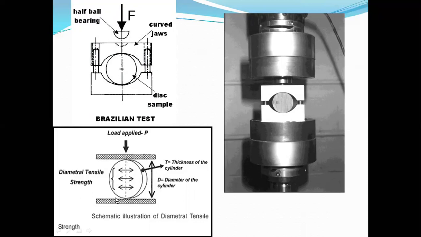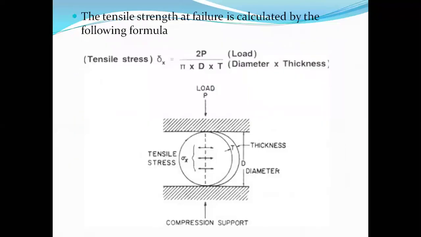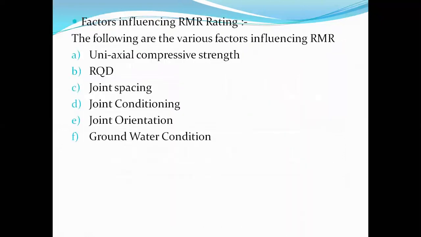This is one of the most practically used methods to determine the tensile strength of the rock specimen. The formula used to determine the tensile strength is 2P by πDt. P is the applied load, D is the diameter of the disc, and t is the thickness of the specimen. Okay, let's move on.